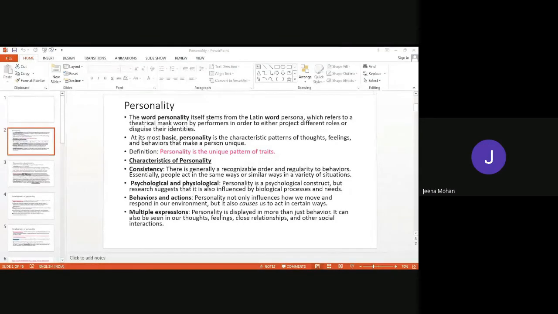So these are some of the demerits of this experimental method.